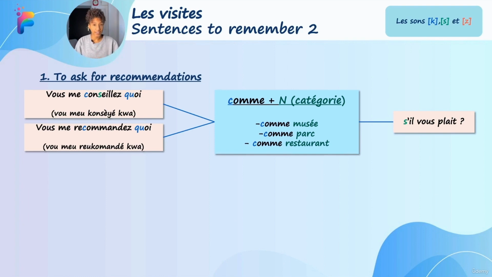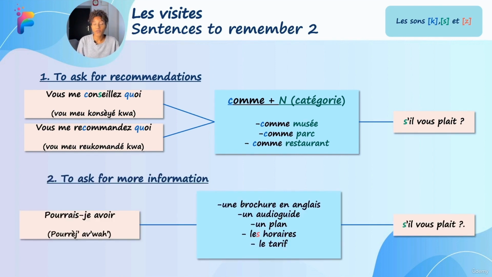Now let's use the second option. Vous me recommandez quoi comme musée, s'il vous plaît? Vous me recommandez quoi comme parc, s'il vous plaît? Vous me recommandez quoi comme restaurant, s'il vous plaît?